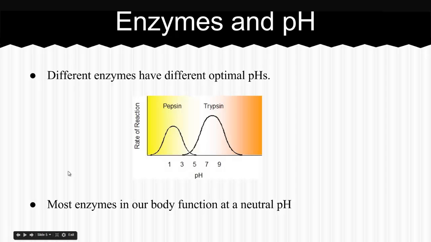Another factor that affects enzyme activity is pH. Now, most of the enzymes in our body work at a neutral pH, a pH of 7, but there are some enzymes that have different requirements for the pH of their environment. Pepsin and trypsin are both enzymes from our intestine, but you'll notice pepsin works in a highly acidic environment, an environment that has a pH of about 2, whereas trypsin will work best in a slightly basic environment, an environment with a pH of 8.